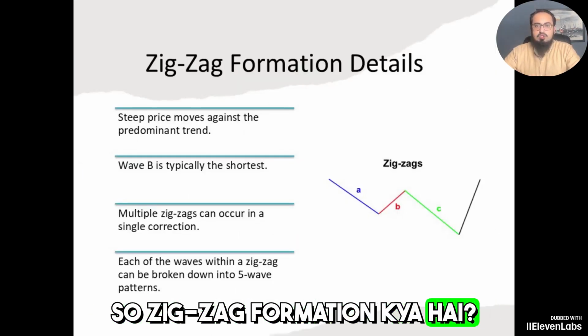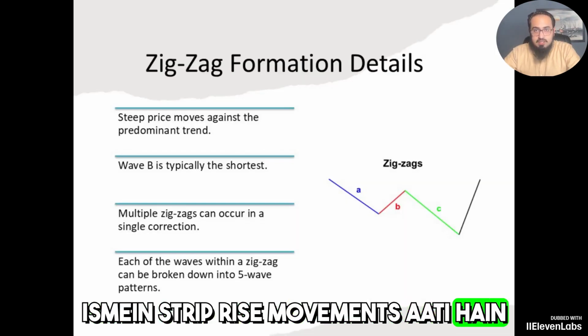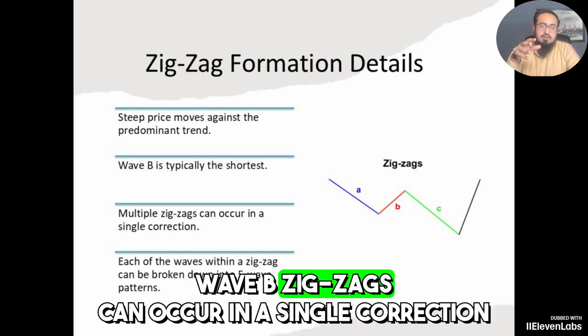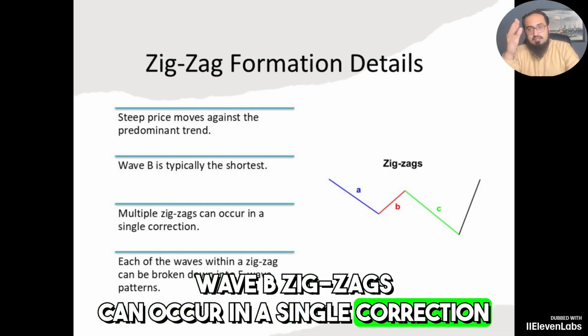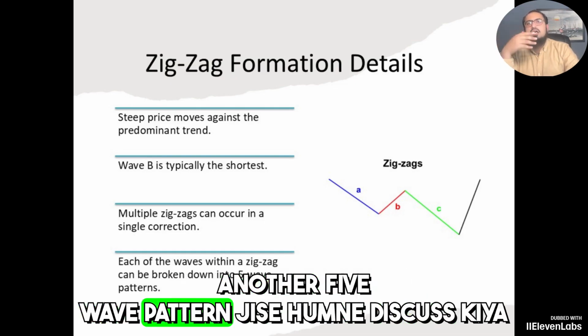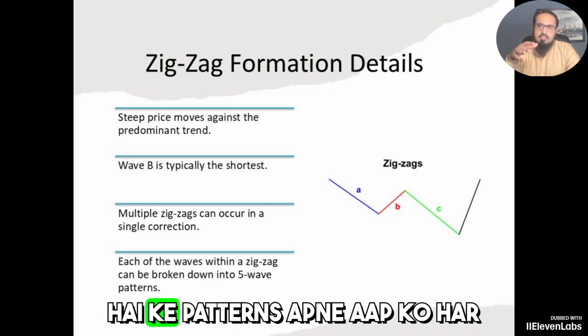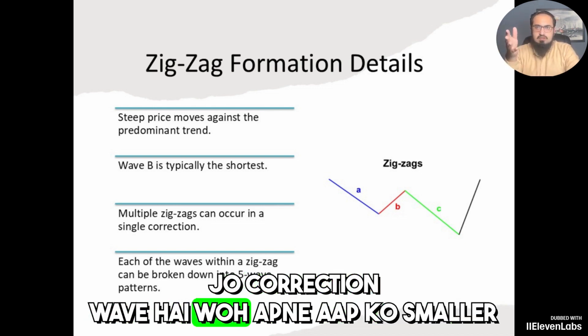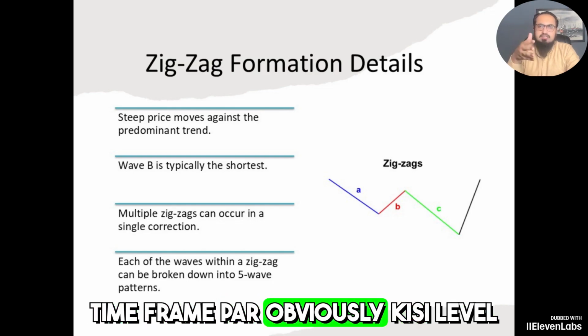So what is a zigzag formation? It has sharp movement against the predominant trend, and the wave it has is the shortest. And remember this: there can be multiple zigzags in a single connection, and the connection wave can be broken down into 5 patterns. As we discussed, patterns will repeat themselves every time because the connection wave will obviously be repeating itself to some extent on a small time frame.